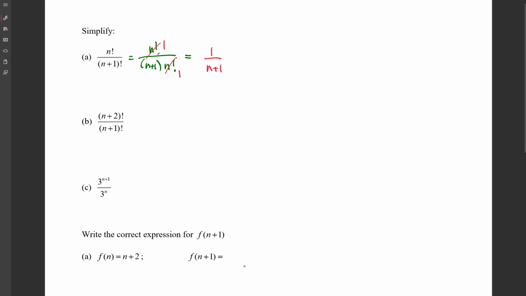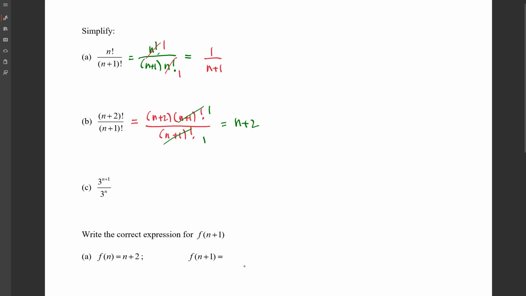What about expression B here? The numerator here is really n plus 2 times n plus 1 factorial, over the denominator, which is n plus 1 factorial, and so this simplifies right here to 1. So my answer is n plus 2.